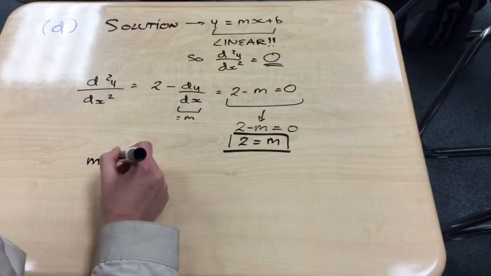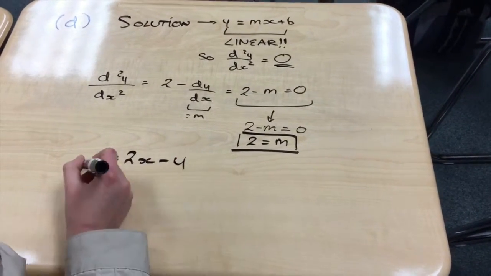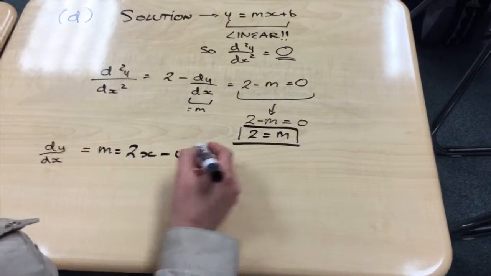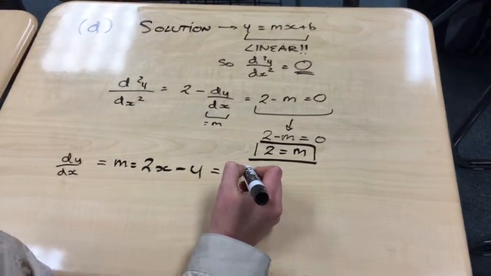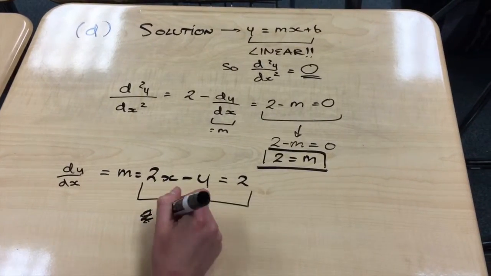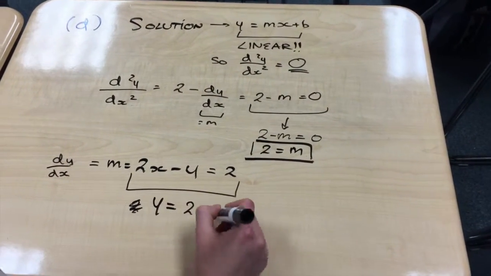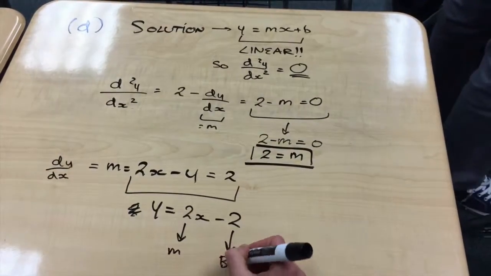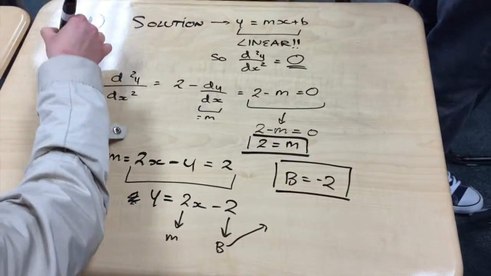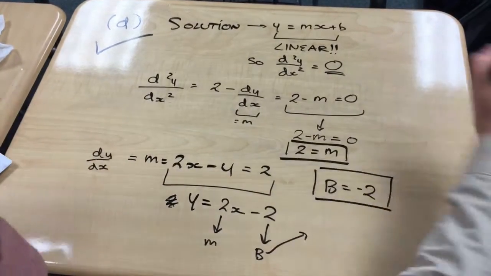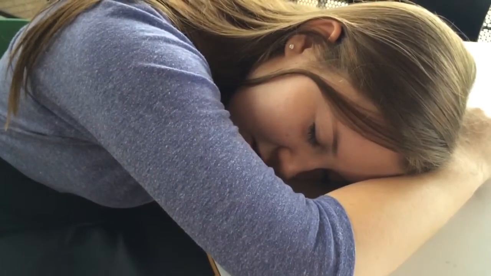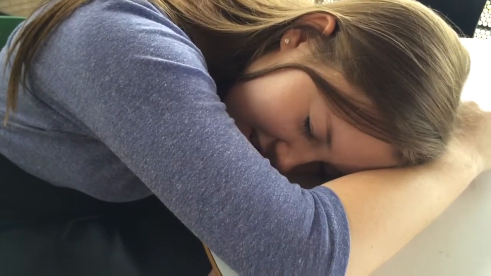Okay, halfway there. So m, or dy/dx, is given as 2x minus y, and it equals 2. If we solve for y, we get y equals 2x minus 2, which is the same form as mx plus b. Therefore, b equals negative 2. Yay! Part D, check. Woo! I did it! Put your pencils down.